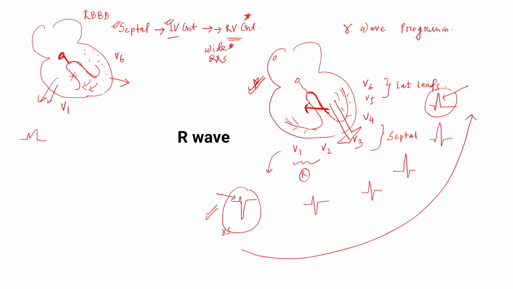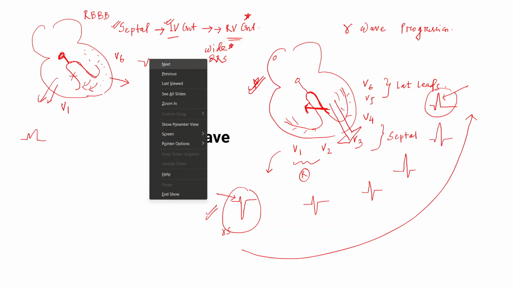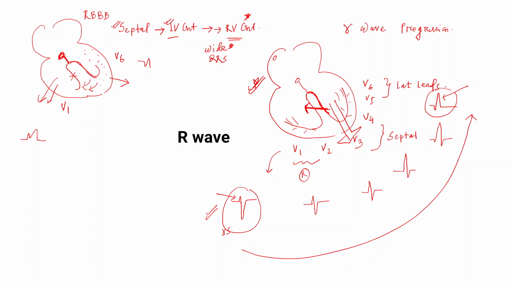So what will happen in V6? In V6, the septal depolarization produces a small negative wave. Then there will be left ventricular contraction, which will produce a positive wave. Then there will be right ventricular contraction, which will again produce a negative wave, because the right ventricular contraction vector is on the opposite side from V6. So something like this. As you can appreciate here, in V1 it is M, and in V6 it is W.